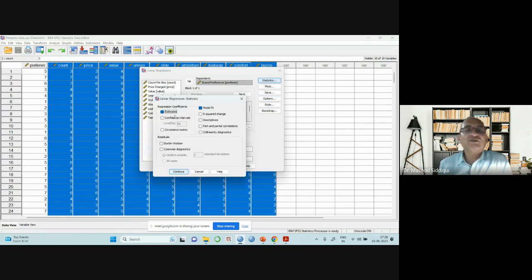Now we open certain buttons like Statistics. Obviously, regression coefficients are there, model fit is there. We can use R square change whenever we are running the forward method, backward method, remove method, or stepwise method. Anyway, since we have only one model, there won't be any R square change, so we are not taking R square change. Then we can have descriptives. Then we have part and partial correlation.